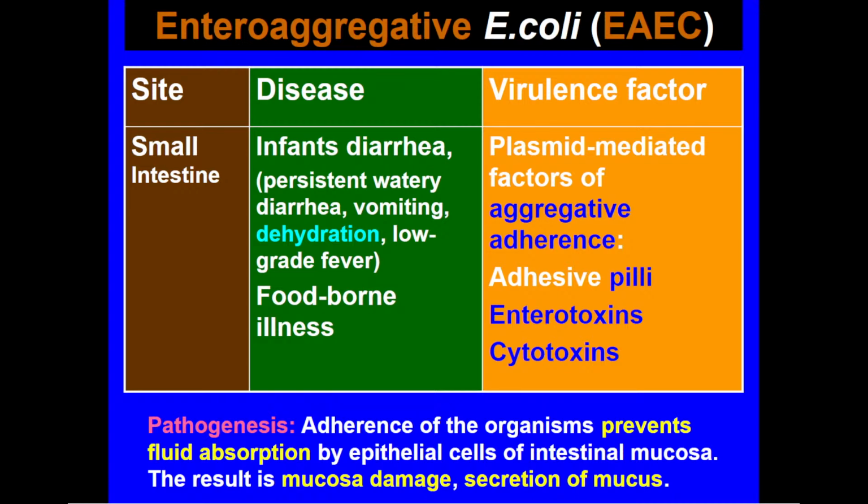So then enteroaggregative. The major virulence factors are the ability of the bacteria to aggregate on the surface of the small intestinal tract epithelium, and there are a lot of adhesive molecules there, including adhesive fimbriae structures. And then they also start producing enterotoxins that cause diarrhea, influx of water, and cytotoxins that may lead to cell death. And the result will be mucosa damage and secretion of mucus.